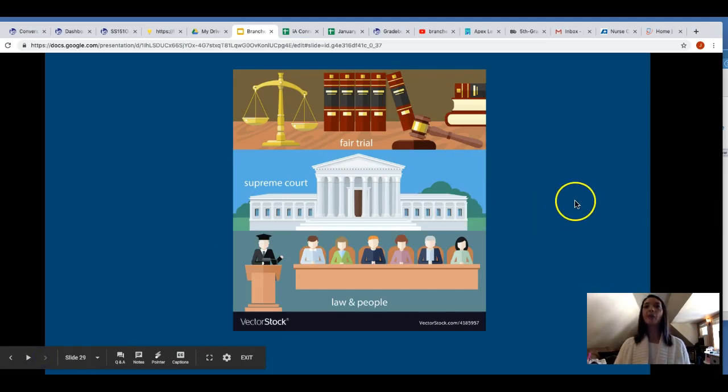Okay, and now we're getting to the very end. I wanted to share this infographic with you to show that people get the right to a fair trial. The Supreme Court building, the highest court, the law of the land, and here's a judge, and this is just an example of a jury. Okay, and that is our last slide for the judicial branch.